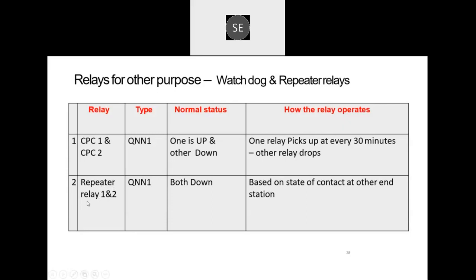So as I said, there are 2 repeater relays, repeater 1 and repeater 2. They are also of the same type, QNN1, and their normal status is down. And these 2 relays can be used to repeat the status from one station to another station based on the wiring of the contact.